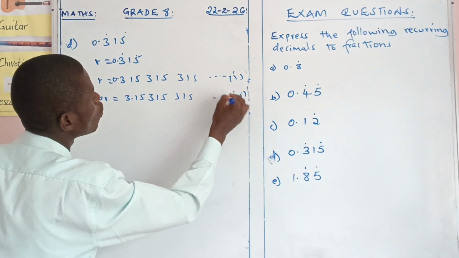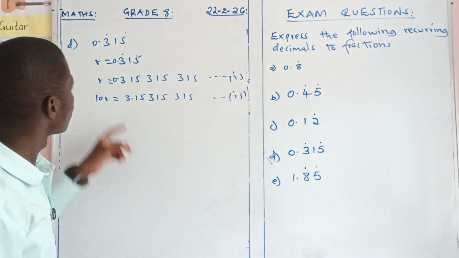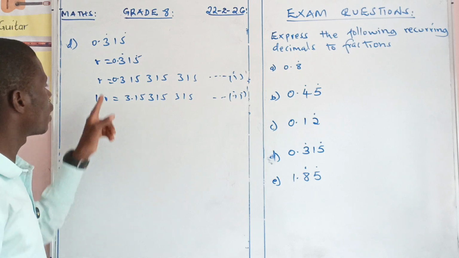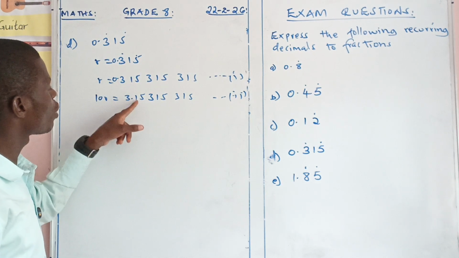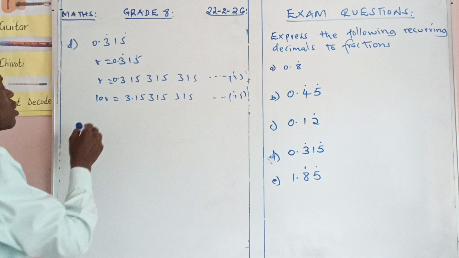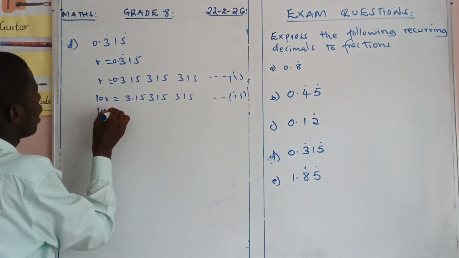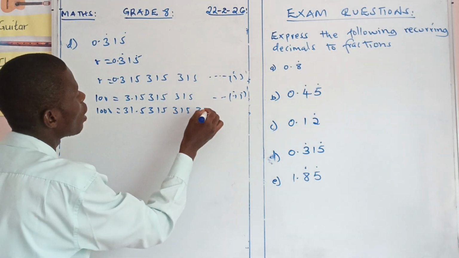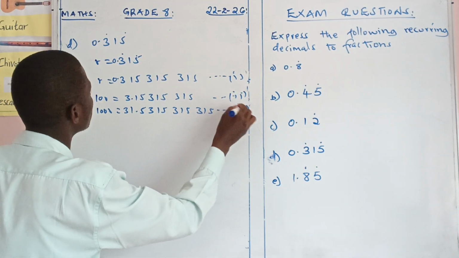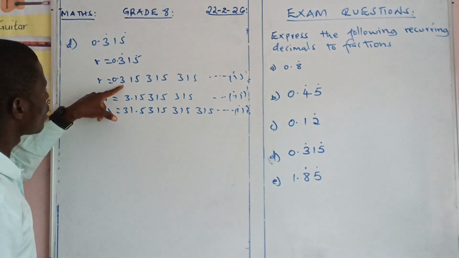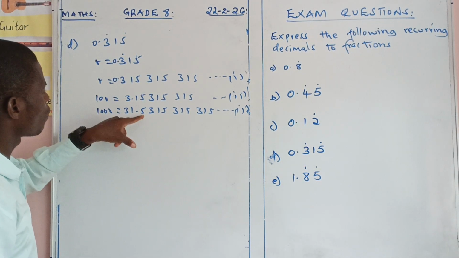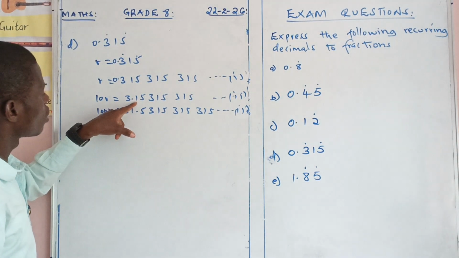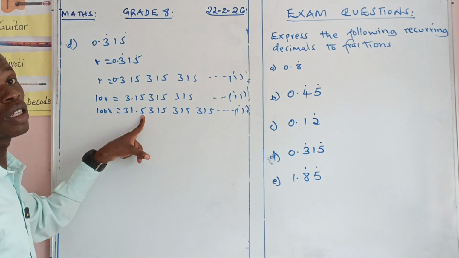This is my equation 2. Confirm the 2 equations. Look at the right hand side of the decimal point. Here we have 3, here we have 1. It won't give us 0. So here we have 100R is equal to 31.5315315315. This is my equation 3. Confirm equations 1 and 3: it won't give us 0 if we subtract. Equations 2 and 3: it won't give us 0.